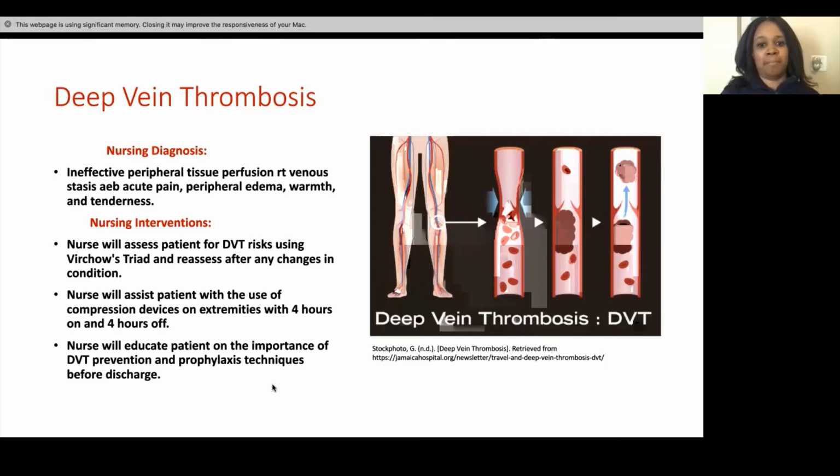So our nursing diagnosis, if we were to have a DVT, would be ineffective peripheral tissue perfusion, and we would know this by acute pain, edema, warmth, and tenderness in the limbs. Our interventions would be to reassess using Virchow's triad and other comorbidities. We'd want to use compression devices, 4 hours on, 4 hours off for our immobile patients. And also education for our patients who are chronically immobile and who leave the hospital, to prevent these DVTs from forming.